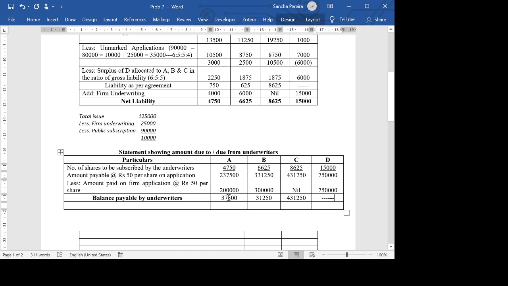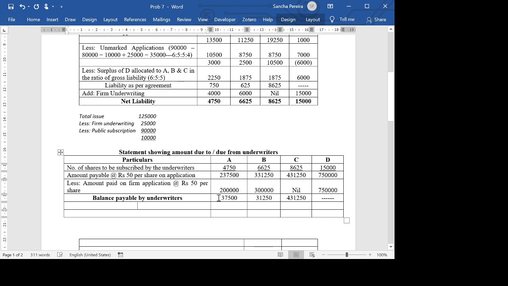So if you look here, liability as per agreement. Basically, what they are paying here is 50 rupees into all this. If you take 50 and multiply by 750, you will surely get this. 50 into 625, you will get this. 50 into 8,625, you will get this. 50 into 0 is this. That means D does not have to pay the company absolutely anything. That means only the company will have to pay D. Okay. So next, what we calculate is what the company has to pay the underwriters on account of underwriting commission.